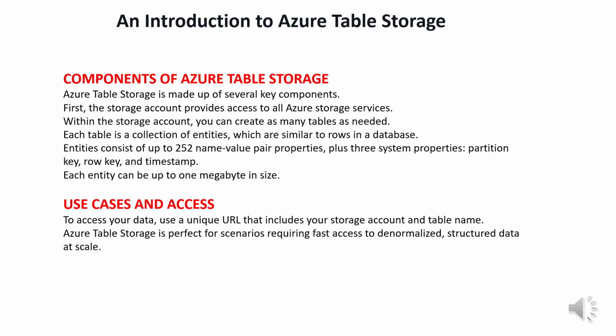Components of Azure Table Storage. Azure Table Storage is made up of several key components. First, the storage account provides access to all Azure storage services. Within the storage account, you can create as many tables as needed. Each table is a collection of entities, which are similar to rows in a database. Entities consist of up to 252 name-value pair properties, plus 3 system properties: partition key, row key, and timestamp. Each entity can be up to 1 megabyte in size.